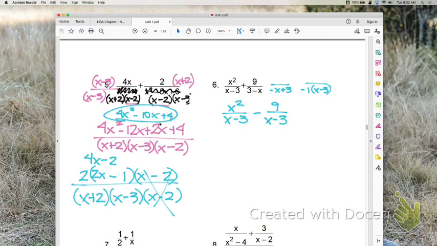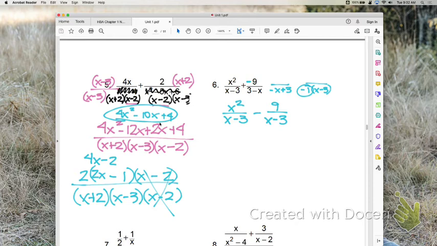Am I allowed to do that? Yeah. All I'm doing is taking that -1 and moving it up with the 9. If you want to write it as plus -9, be my guest. If you want to write it as -9, be my guest. Either way, it's the same thing.